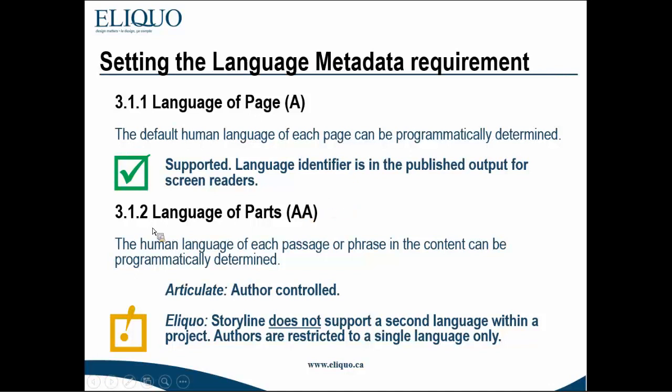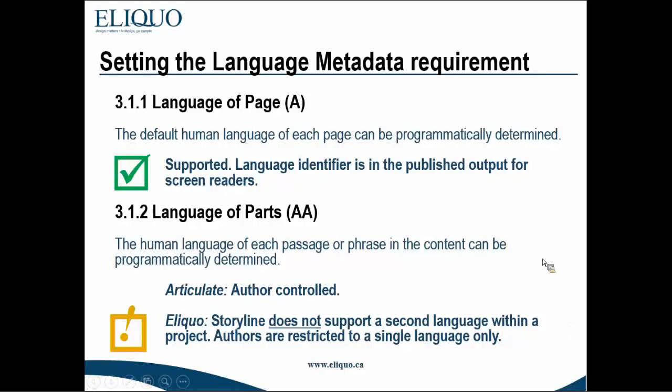As far as the other AA requirement, the language of parts, WCAG requires that any language that is different from the language of the main document also be tagged. Articulate says this is author controlled. Technically, they are correct, but what this actually means by author controlled is that you cannot use any second languages in your Articulate Storyline e-learning project.